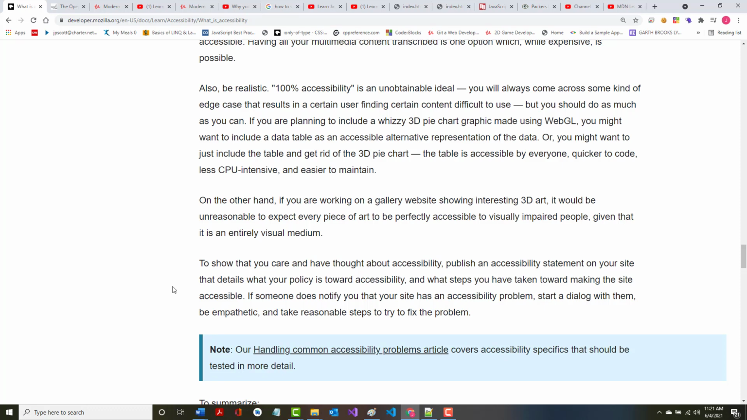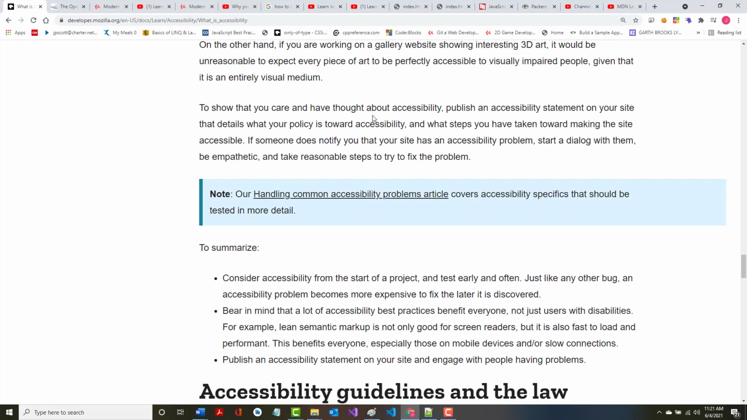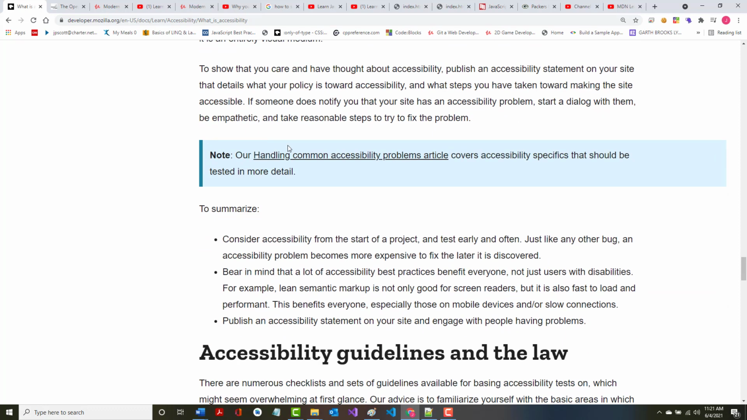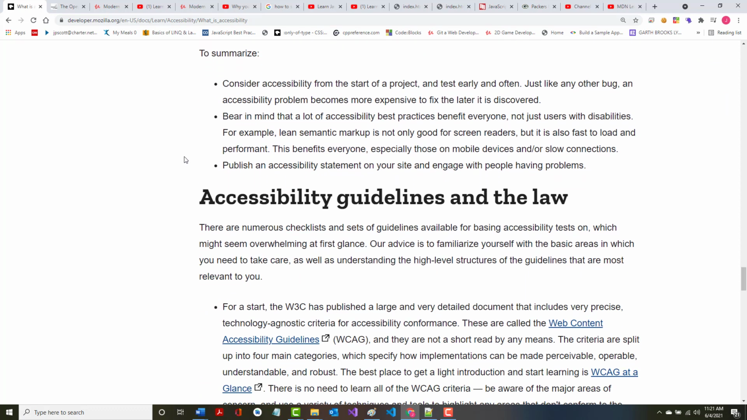All right. It says to show that you care and have thought about accessibility, publish an accessibility statement on your site that details what your policy is towards accessibility, what steps you've taken, and also set it up so that if somebody has a problem, they can let you know. So to summarize this section, as they say right there, consider accessibility from the start of the project. Test early, test often. Bear in mind that a lot of accessibility practices benefit everyone. And publish an accessibility statement on the site.